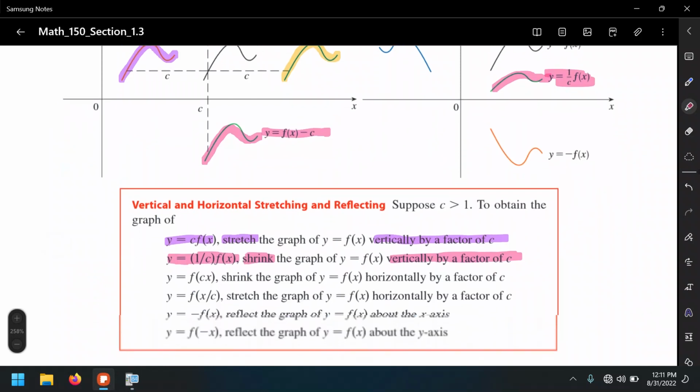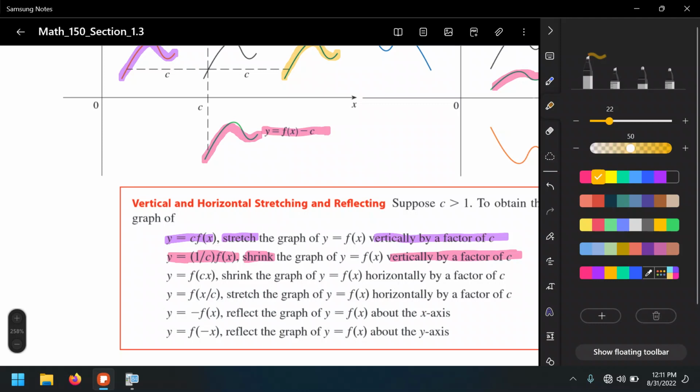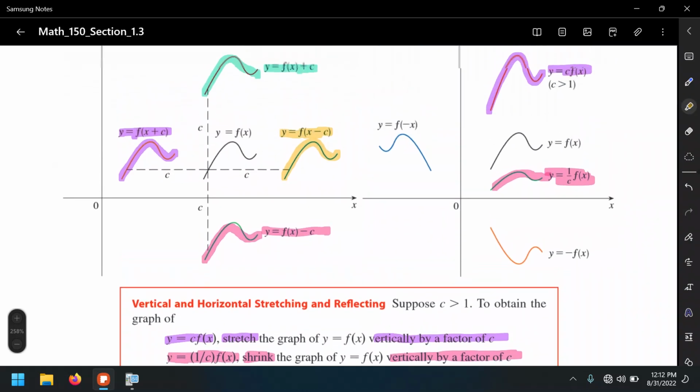What else do we have? Whenever we multiply a function by a number, but now not outside of the parentheses, or radical or exponential, but rather inside, we will go about the reverse and shrink horizontally. So shrink horizontally by a factor of c. And let me use the same example.